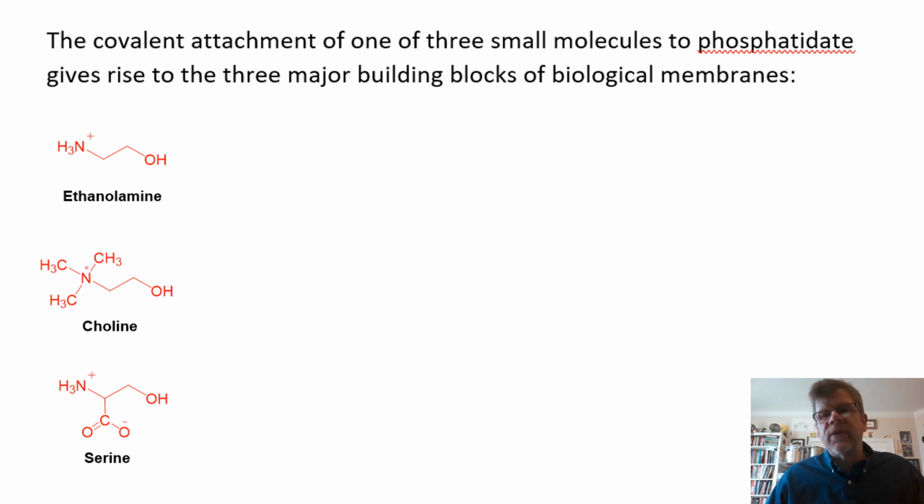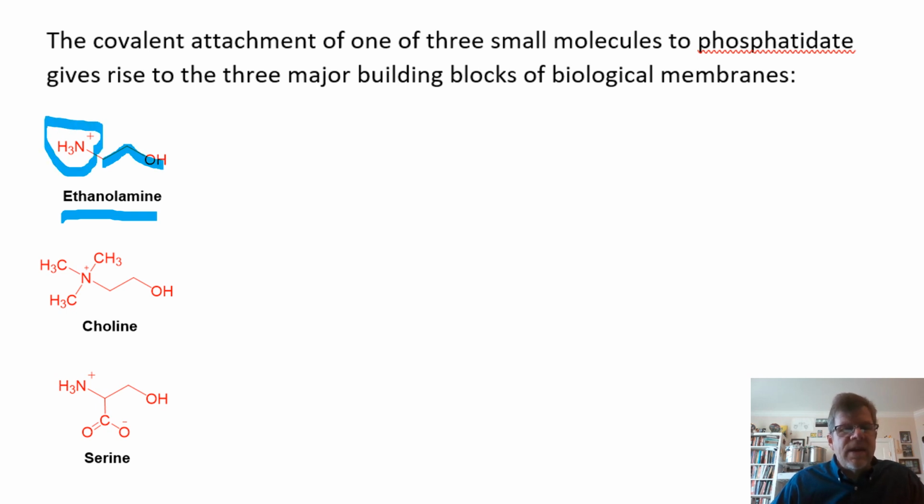So let's tie all this together. I said we would look at 3 small molecules. Here they are. I've drawn them in red to be somewhat suggestive when we look at the large structure. The first one is known as ethanolamine. We can think of this structure as ethanol with an amine attached to it, therefore ethanolamine.